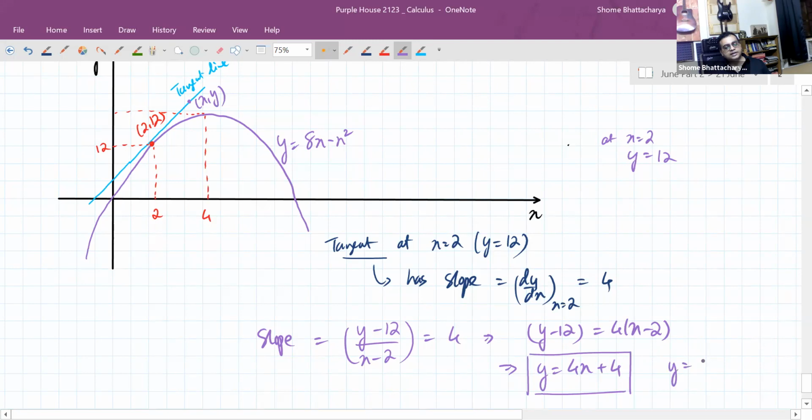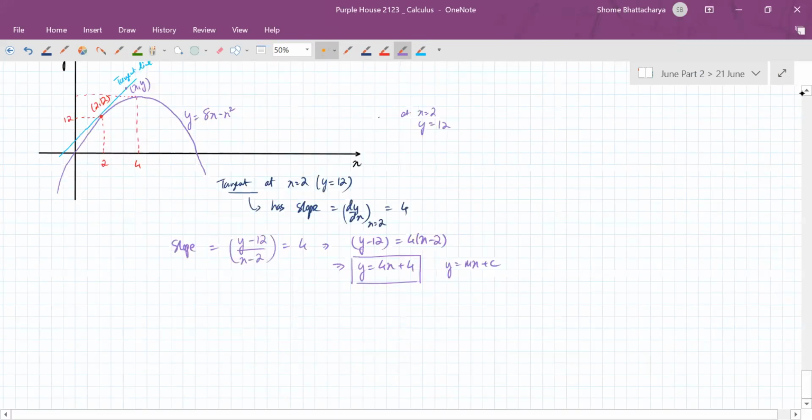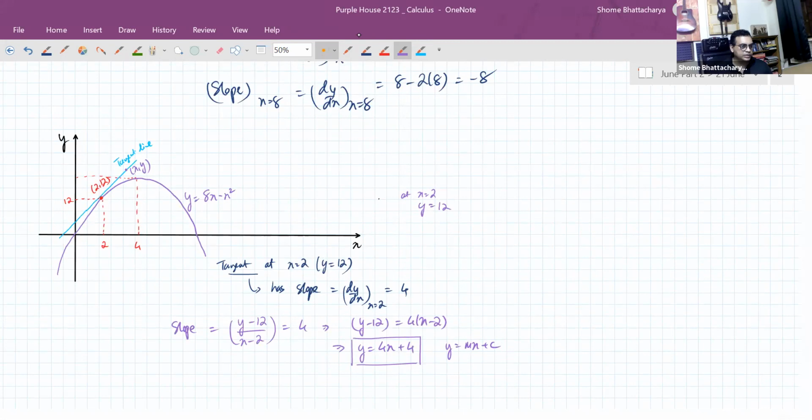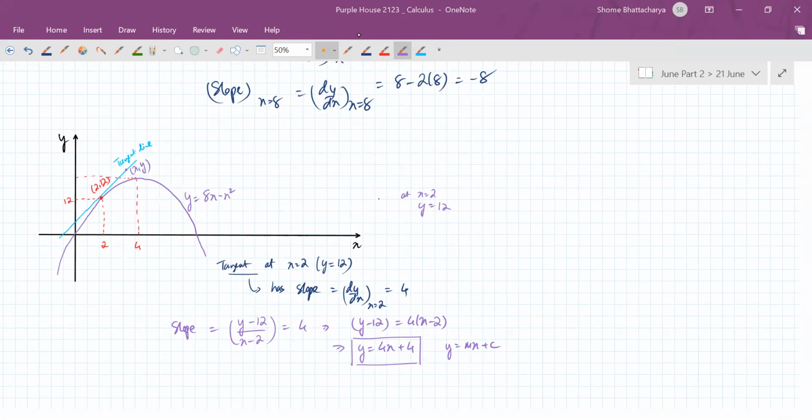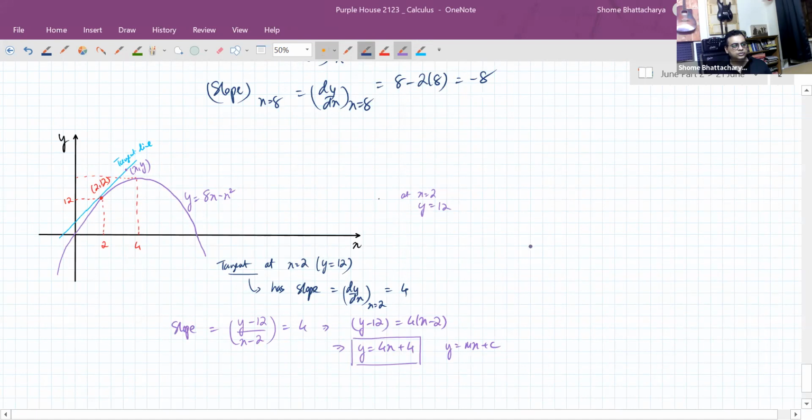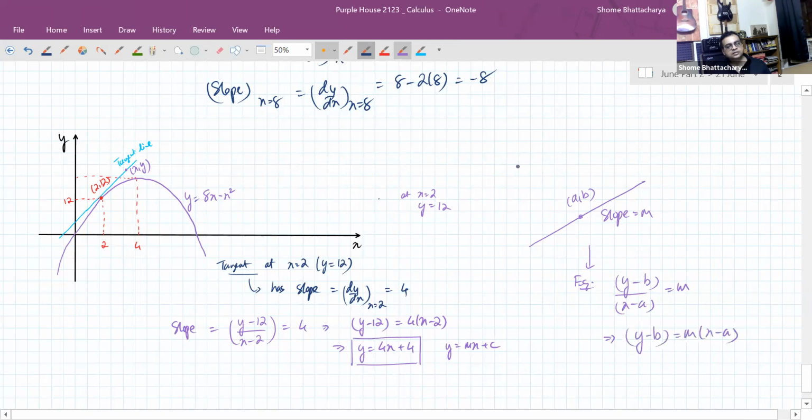So this is an equation of the type y equal to mx plus c. So we have to take the point xy on the tangent. Sorry, beta, could not hear you. Can you speak a little louder? So we have to take the point xy on the tangent. Yeah, this is the general equation of a straight line. If you have any straight line which is passing through a particular point, let's say a comma b, and it has a slope equal to m, then the equation of the straight line becomes y minus b upon x minus a is equal to that slope, or y minus b is equal to m times x minus a. So this is the general form of the equation of a straight line.